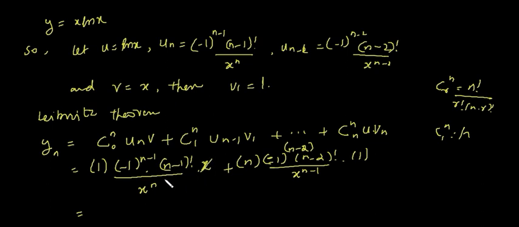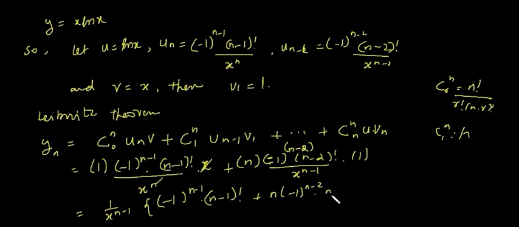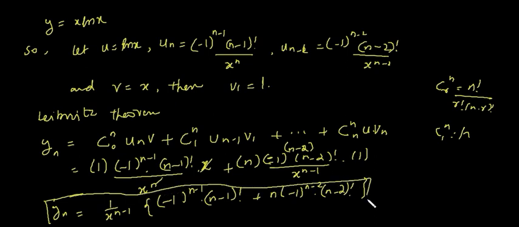Now just simplify this. When you simplify, we will have 1 upon x power n minus 1 in both of these terms, and then what is left over is minus 1 power n minus 1 into n minus 1 factorial, plus n into minus 1 power n minus 2 into n minus 2 factorial. So that is the nth derivative. However, if you want, we can simplify it further, but we stop here. This is the nth derivative of the given function, what was the function, x ln x.